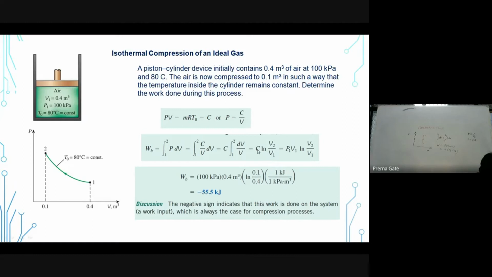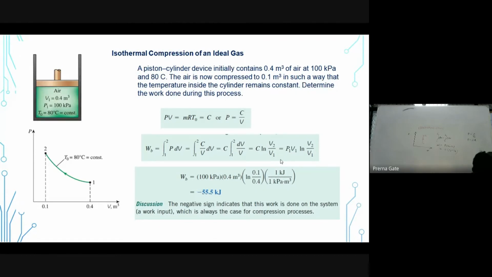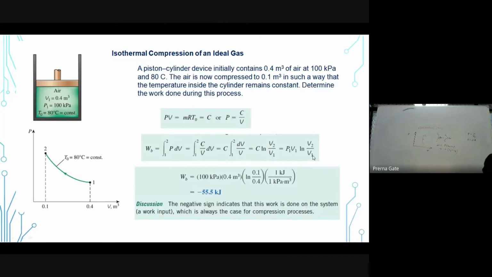Now this C has multiple relations. It can be written as P1 V1, as P2 V2, or as mRT. Whatever facilitates you, you can write. So here the result is represented as P1 V1 ln V2 by V1. Instead of P1 V1, you can also write P2 V2, and you can also write mRT in place of P1 V1.